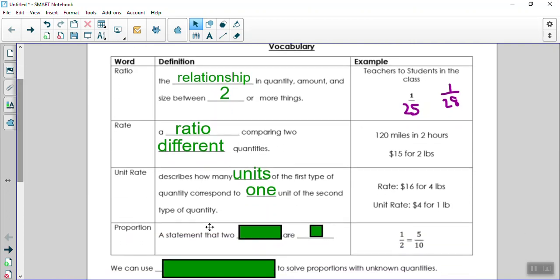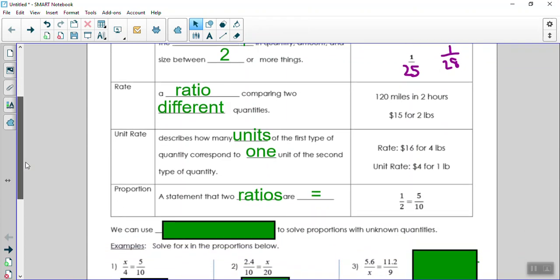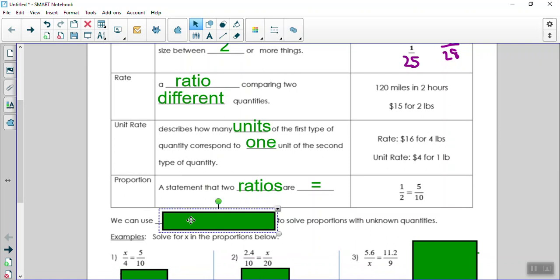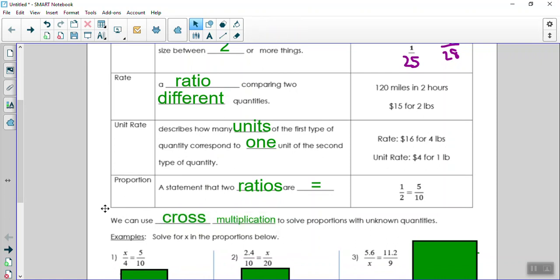And proportion is our last vocabulary word. It's two ratios that are equal. So 1/2 equals 5/10. Okay, so it's just two fractions that are equal to one another. We can solve proportions for missing variables. That's going to be a big part of our unit, especially with word problems. So to do this, we're going to use cross multiplication. Hopefully you did cross multiplication last year, and we're going to go over it very quickly, but it's going to be really important.